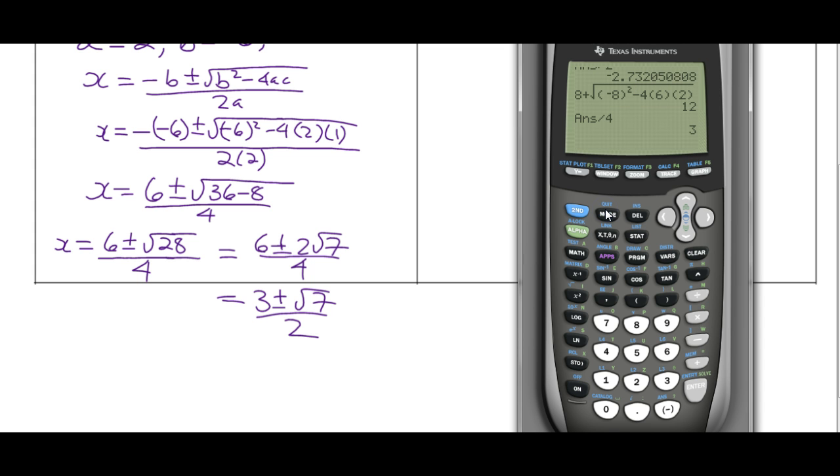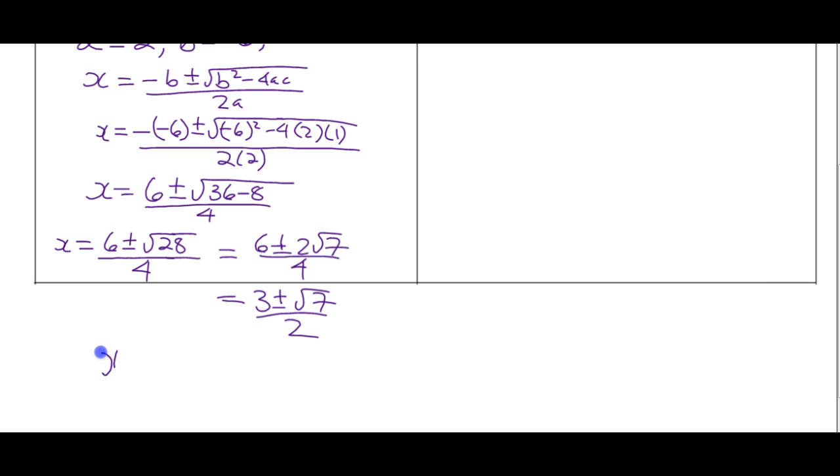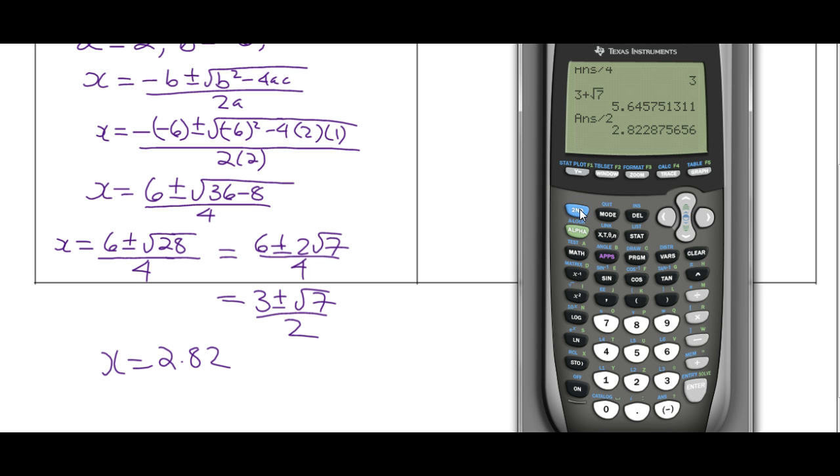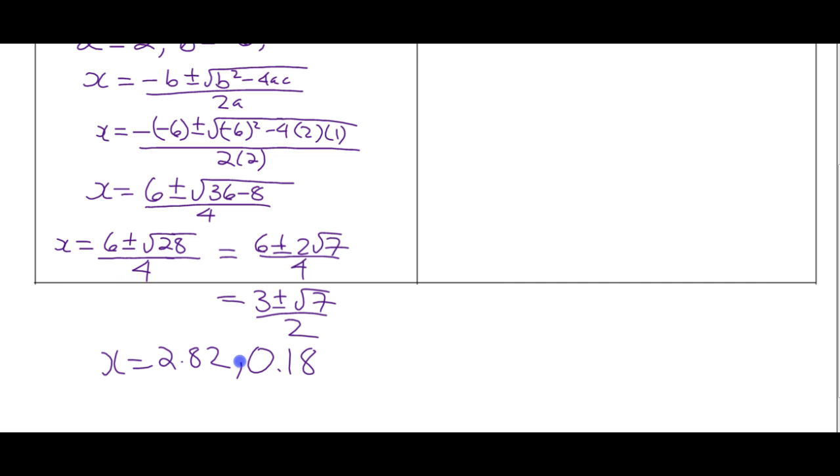So 3 plus root 7. I'm just going to hit enter, right? That's the top. Let's just work out the top. Okay, divided by 2. 2.82. Let's go 3 minus root 7. Oh, the easy way to do that is just to go back up here, cut that out, change that to a minus, hit enter and divide by 2. 2.18. Okay, there's your 2 answers.